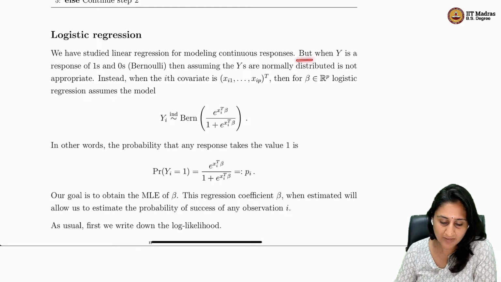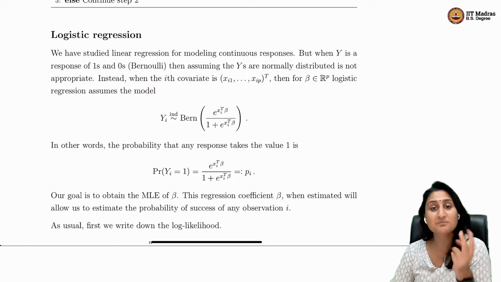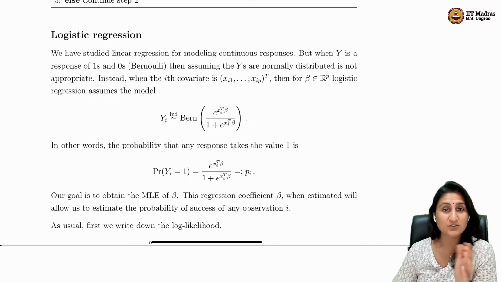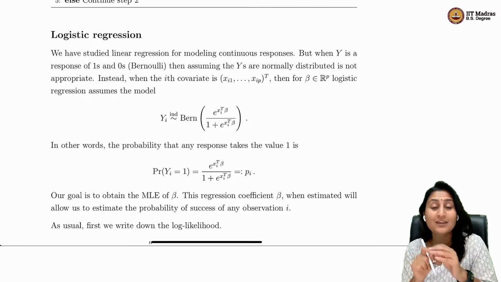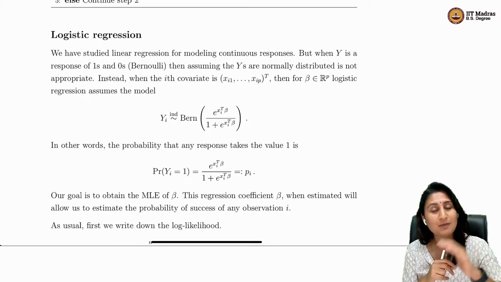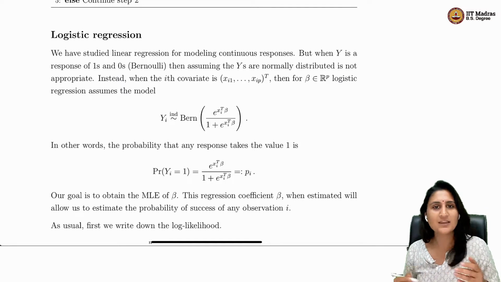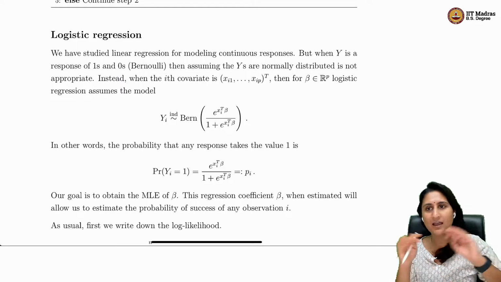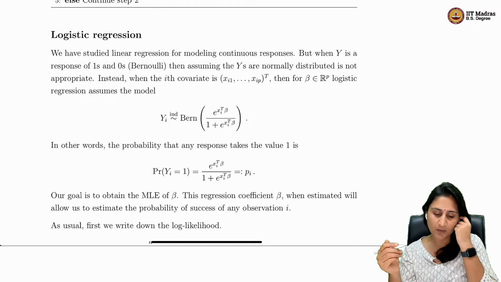But when y is a response that is made of ones and zeros, that means it's a binary response. Now, y being ones and zeros doesn't mean it always has to be one and zero. Y can be yes and no, and then you can map yes to one and no to zero. Y can be high and low, and then you can map high to zero and low to one, or vice versa. So what we're looking at is basically binary responses, and you can code either of those two responses as ones or zeros.